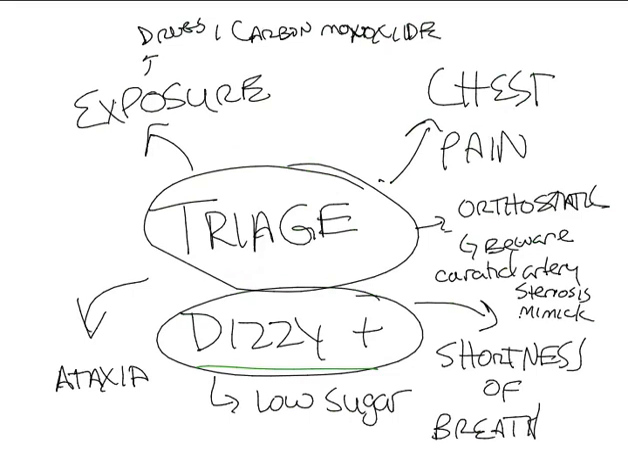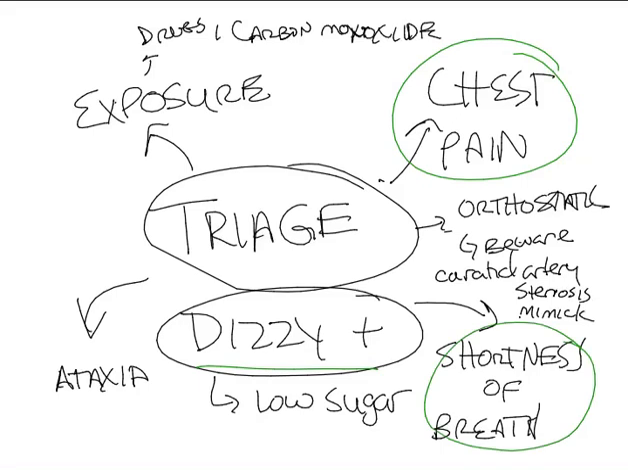So dizzy plus chest pain leads us to acute coronary syndrome or a dissection. Dizzy plus shortness of breath may lead us to a pneumonia or a pulmonary embolism. Dizzy plus low sugar would suggest hypoglycemia. Dizzy plus high sugar could suggest diabetic ketoacidosis. Dizziness plus ataxia may point us in the direction of a central process or a vertebral artery dissection.